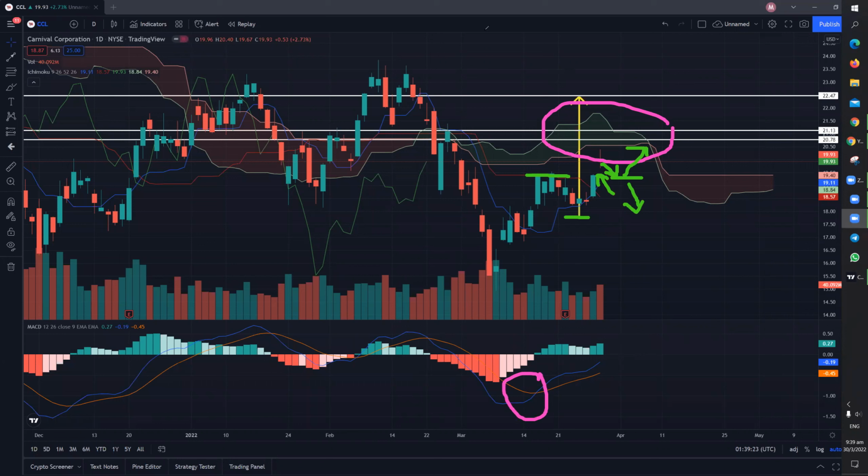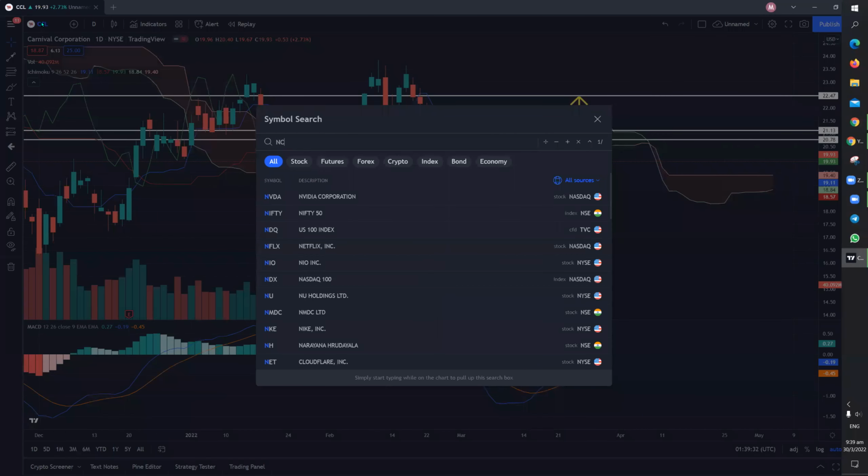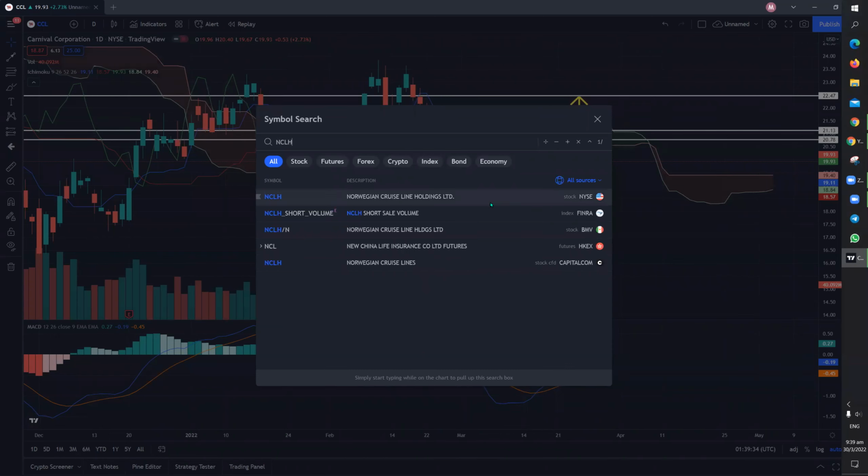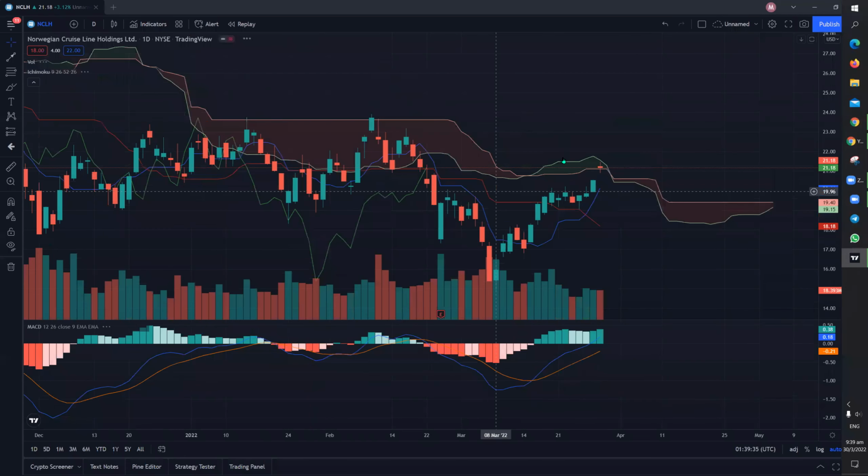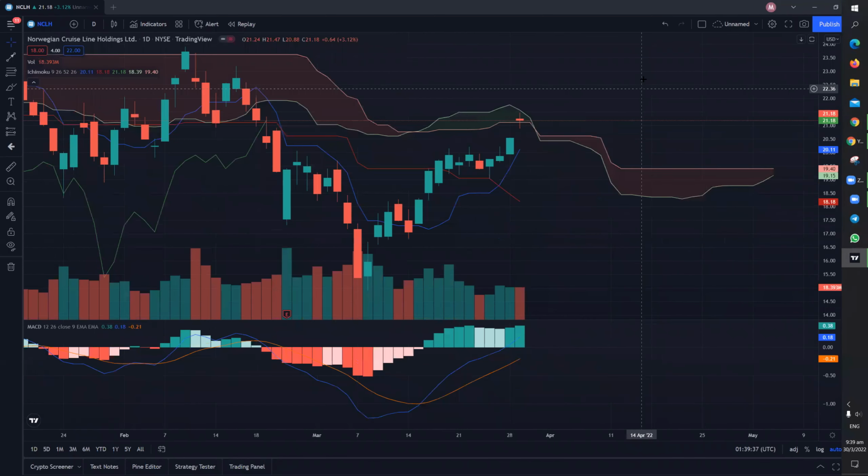So the next stock request is also something very similar to Carnival Corporation, which is NCLH, Norwegian Cruise. You can see that the wave patterns are very similar, like what you mentioned. It seems to be very correlated. You can see that we go up, down, a very small correction, and then we went up again.